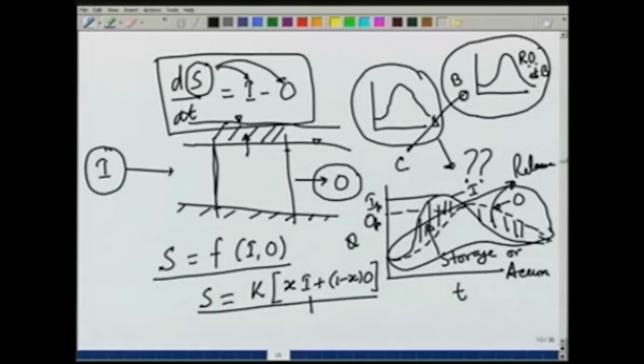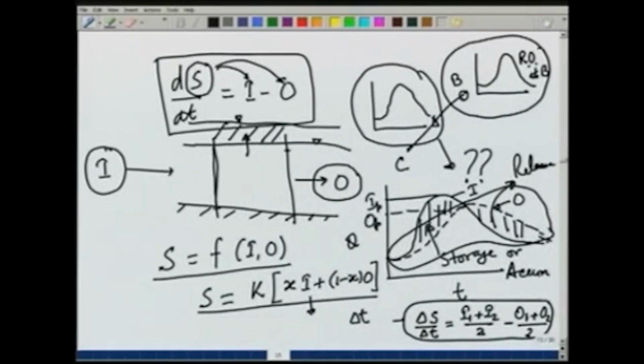This is called the Muskingum equation, and when we route the flow through the channel, what we do is we take small time steps, let us say delta t. We assume some inflow to be average during the time delta t, and then we write delta S over delta t equals average of I 1 plus I 2 minus average of O 1 and O 2. So, in a finite difference form, we write an equation like this.